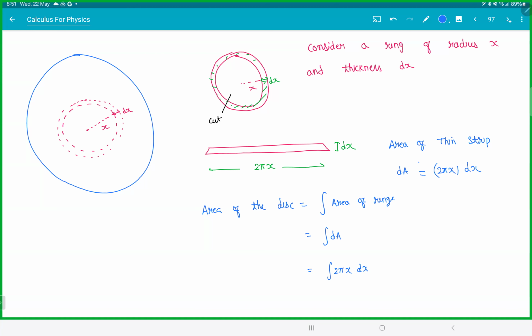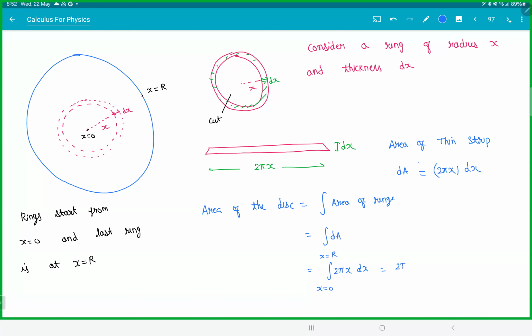Now, what are the limits? Where is the first ring starting? The ring starts from x equal to 0 and the rings end at x equal to r, isn't it? That is the meaning of limits: where are you starting from and where are you ending? Rings start from x equal to 0 and the last ring is at x equal to r. So the limits go from x equal to 0 to x equal to r.